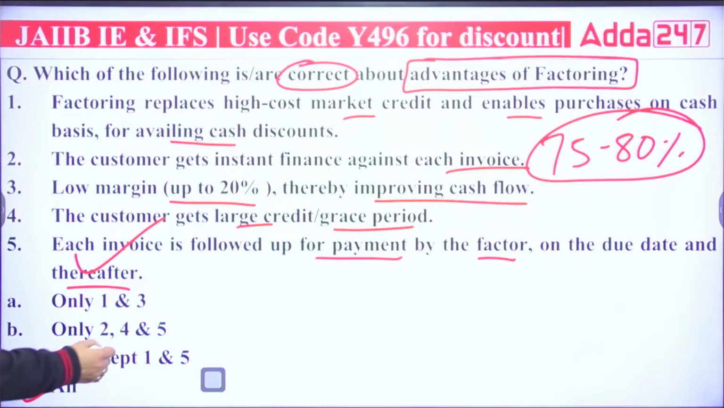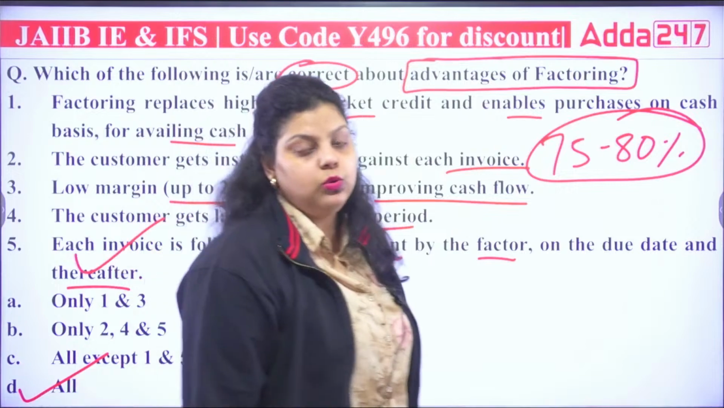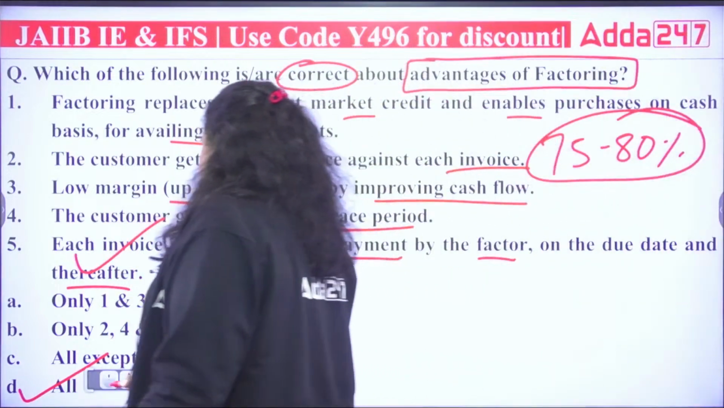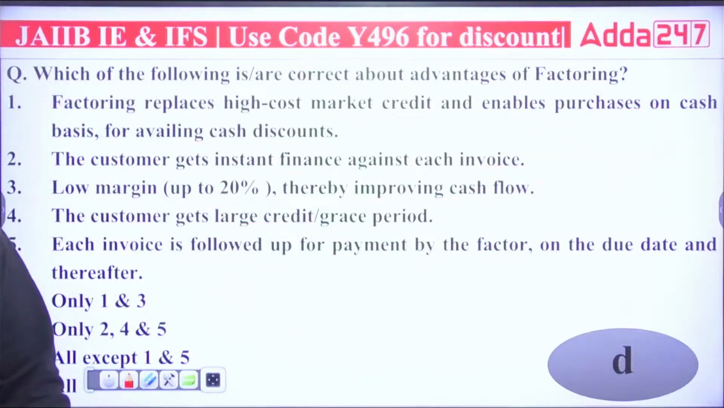It means all the statements or all the benefits or advantages are true about factoring here. Okay, so your right answer will be all of the above, that is D. Right answer will be all of the above, that is 3.